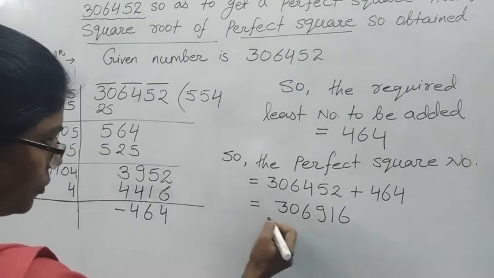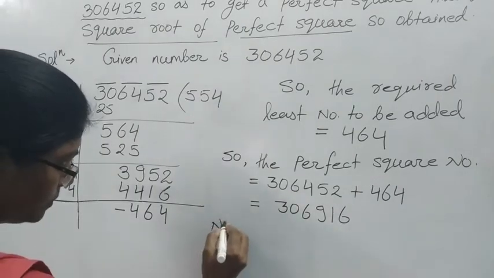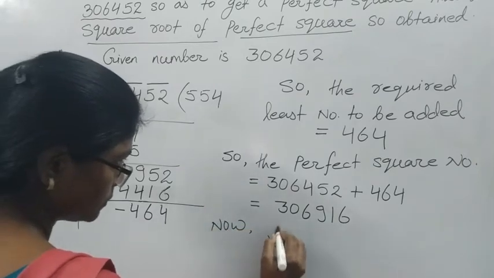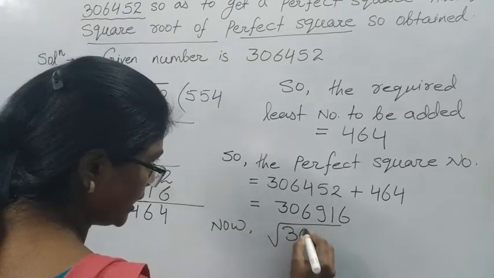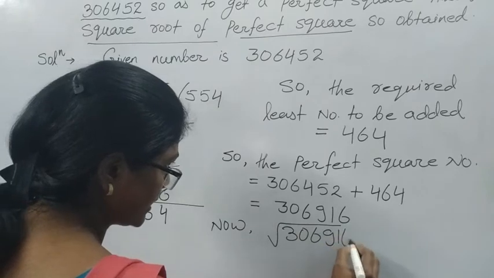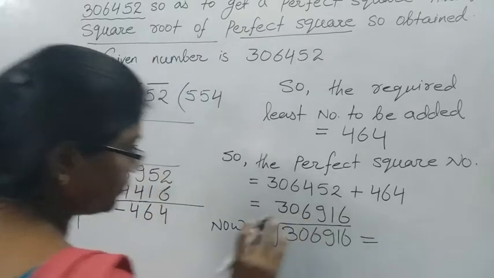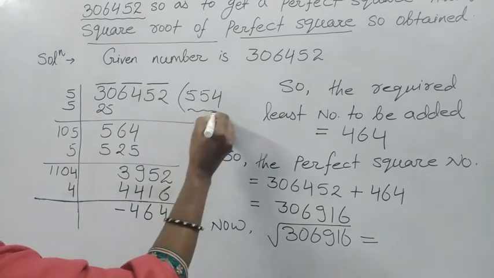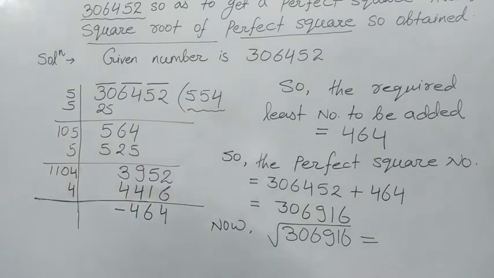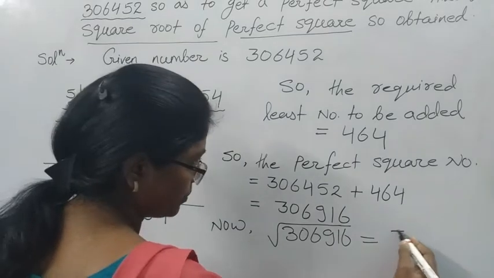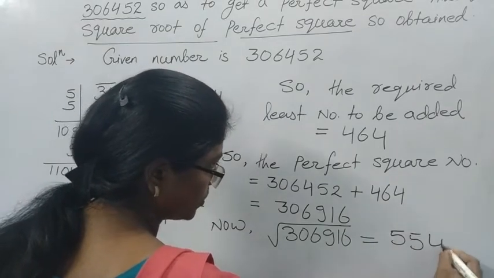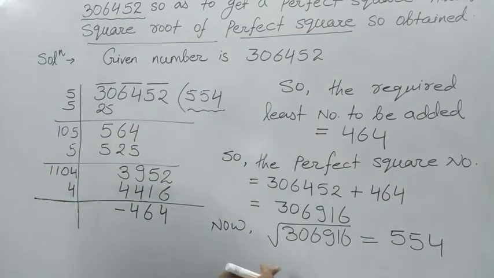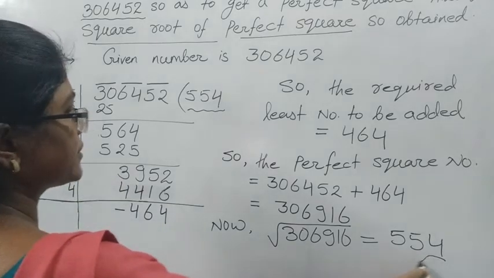Now the square root of this number. Now square root of 306916. No need to find out again the square root. Just look at the quotient, 554. So 554 is the square root of this square number. So this is the answer.